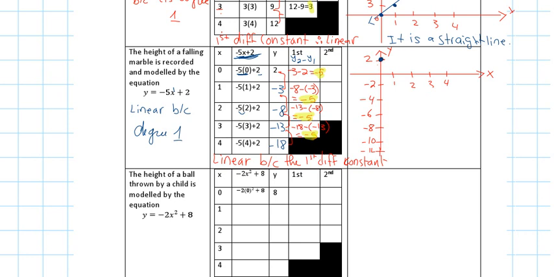Where's my second point? One and what? And negative 3. So 1 and negative 3 is right here. Then I have 2 and negative 8. So it's going to be about here. And then 3 and negative 13.